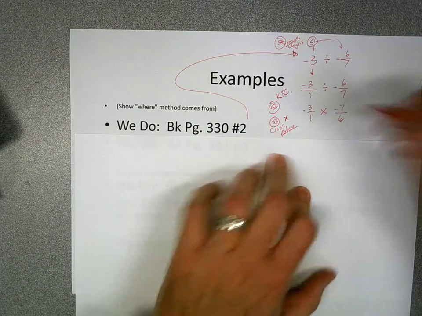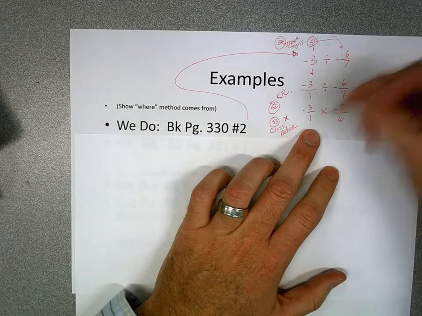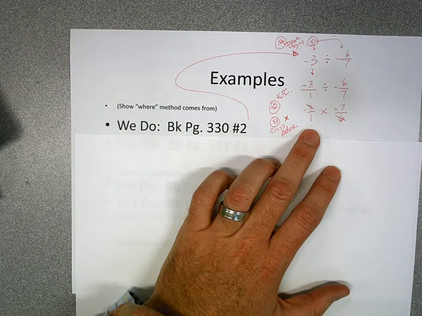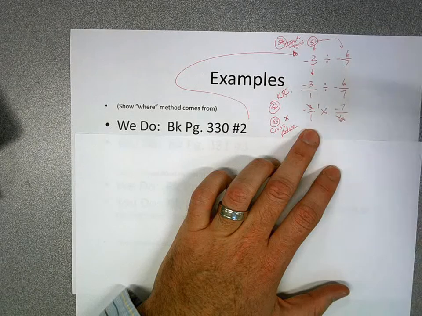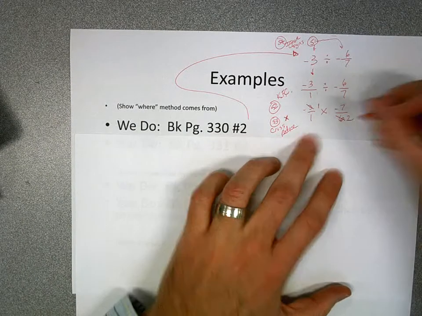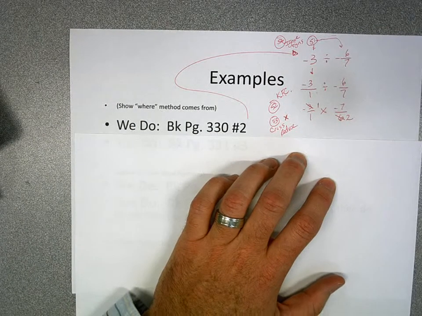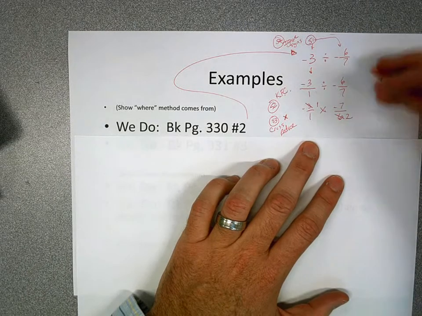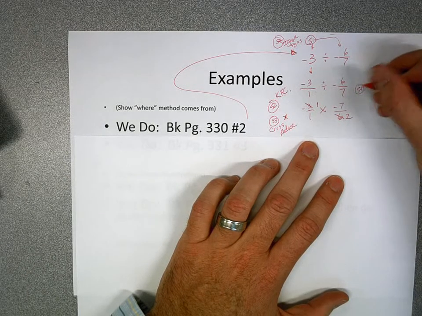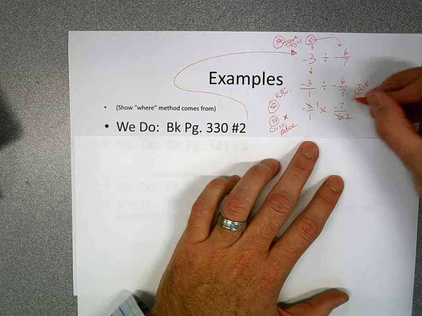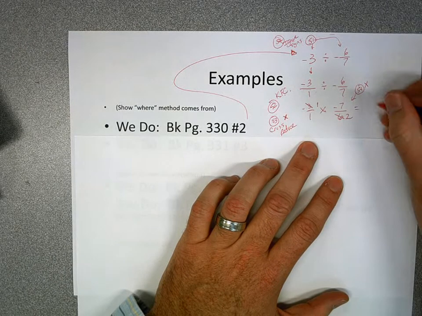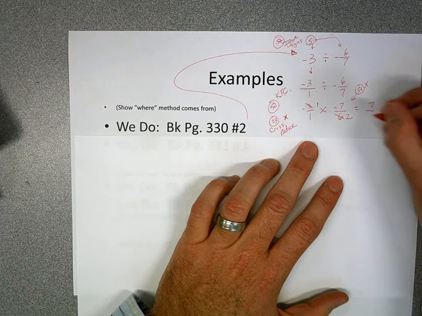So here we go. Cross reduce. 7 and 1 doesn't work, but 3 and 6 does. We can divide both of them by 3. 3 divided by 3 gives us 1. 6 divided by 3 gives us 2. Normally we'd keep these as separate steps, but I'm just going to call this one step: we're going to multiply and simplify this problem. So 1 times 7 is 7. 1 times 2 is 2.